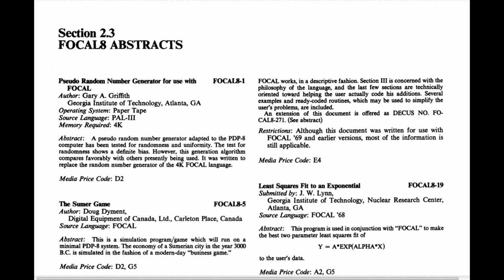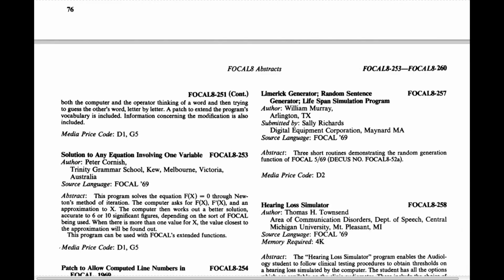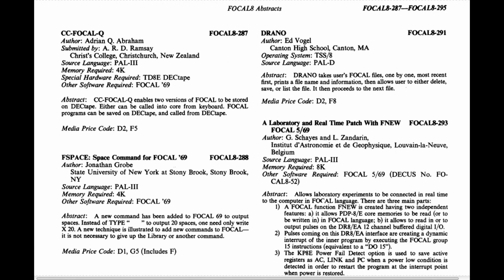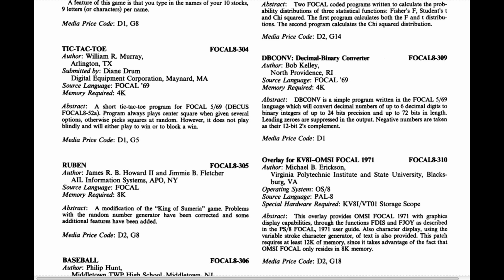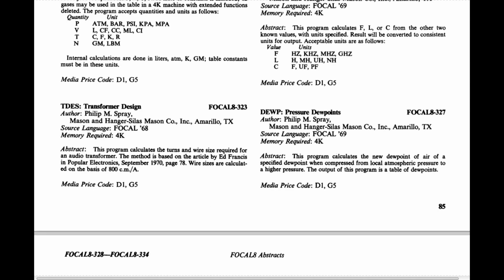Well, FOCAL took off like wildfire. There are more programs that were written for FOCAL on the PDP-8 than there were BASIC programs written for the PDP-8. Let's just take a quick look through DEC's catalog for 1978. Now that's a lot of programs. It's 229 to be exact, and only 42 of these are games. The rest of them is mostly all about math and science.